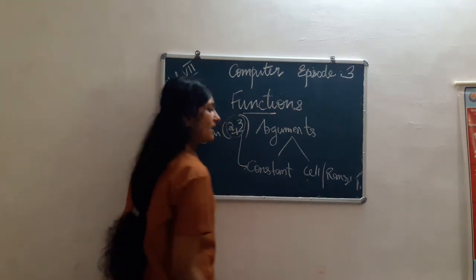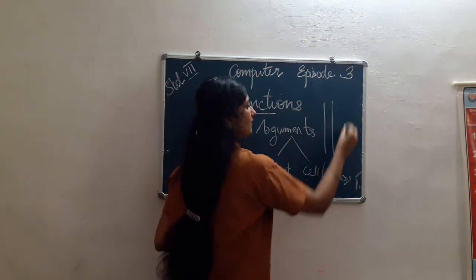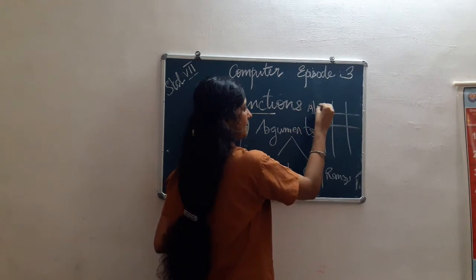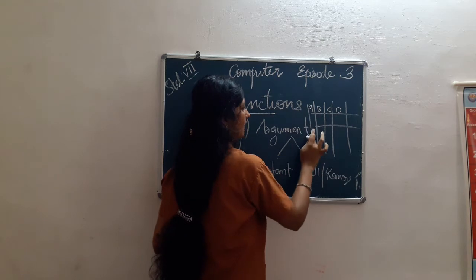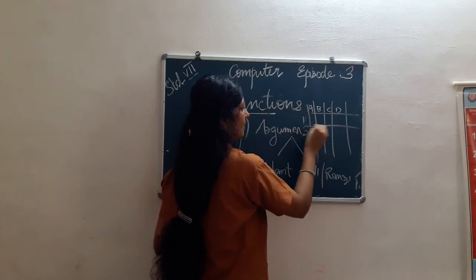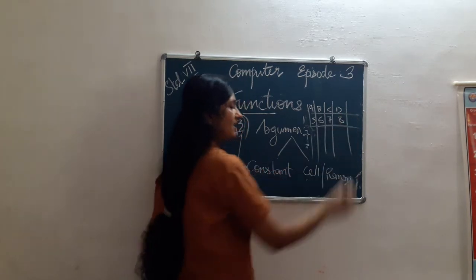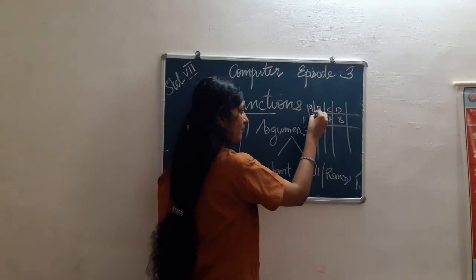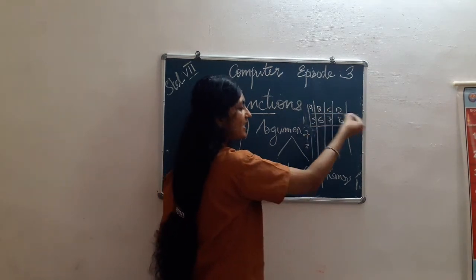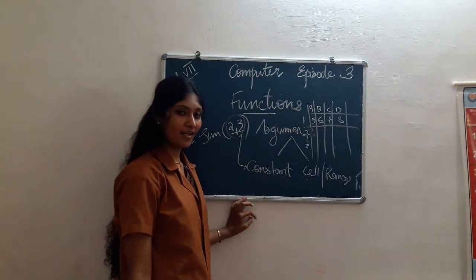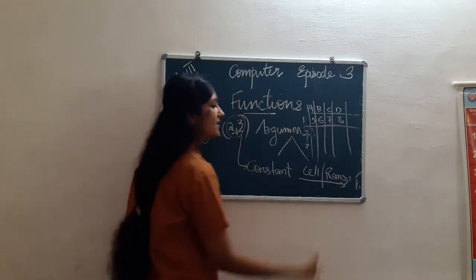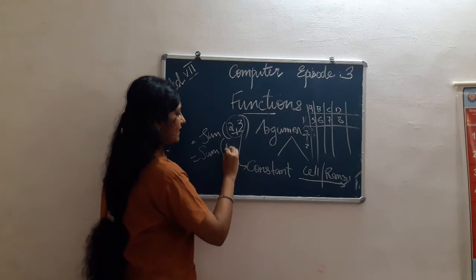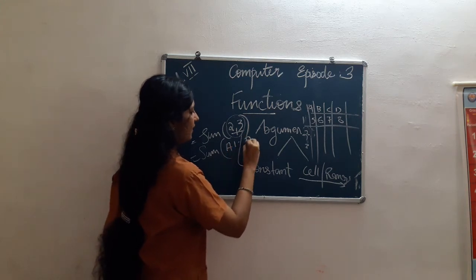Then what is a cell or range? For example, here is the spreadsheet or Excel with columns A, B, C, D and values 5, 6, 7, 8. The addresses here are A1, B1, C1, D1. We can put a range in the arguments. That is the cell or range. So cell or range means we can put a range as the argument, for example A1 to D1.